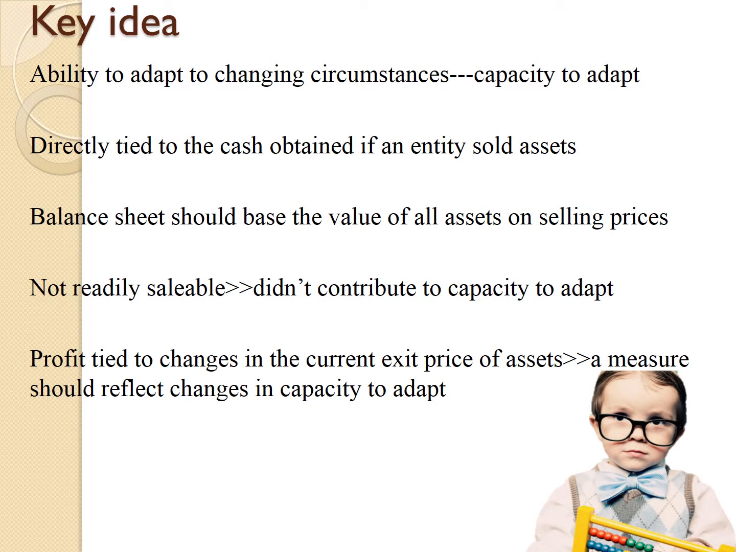According to Chambers, a key objective of accounting should be to provide information about an entity's ability to adapt to changing circumstances, or what he referred to as an organization's capacity to adapt. Capacity to adapt is directly tied to the cash that could be obtained if an entity sold its assets. Chambers' theory advocated that an entity's balance sheet should be based on the value of all assets at their respective selling prices. If the asset is not readily sellable, it does not contribute to an entity's capacity to adapt to changing circumstances. The profit for a period should also be tied to changes in the current exit prices of the organization's assets. As such, profit as a measure should reflect changes in an organization's capacity to adapt.